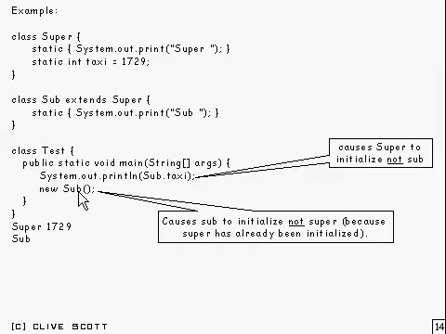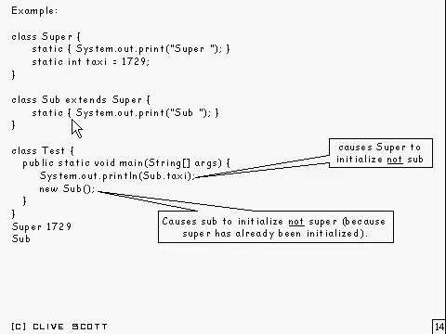And then we come down here and do new Sub, construct that, and this causes Sub to initialize, and of course that would normally automatically trigger Super to initialize first, but it won't because it's already been done. So it's just Sub that gets initialized.